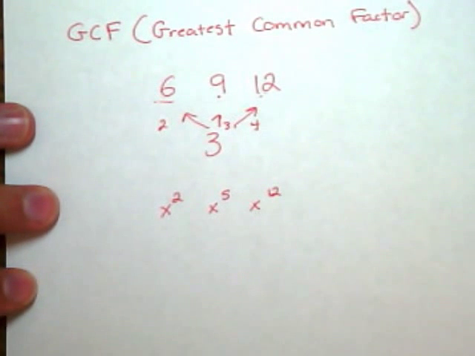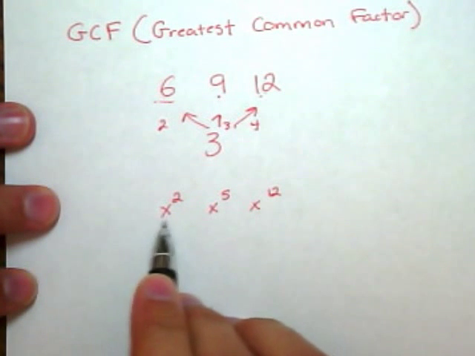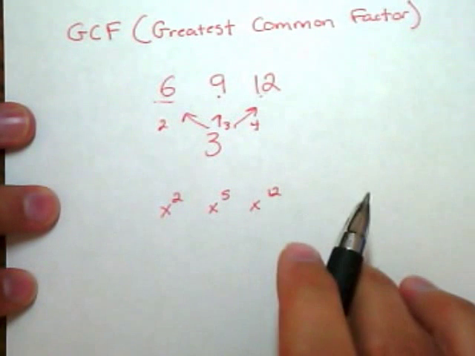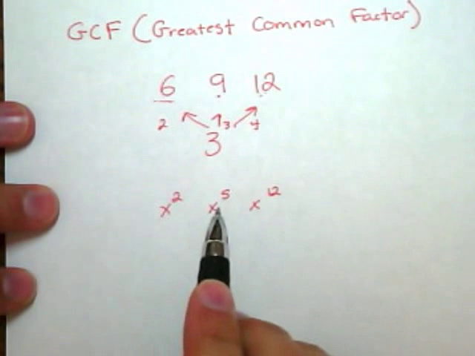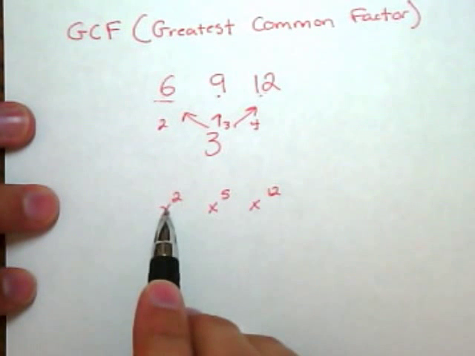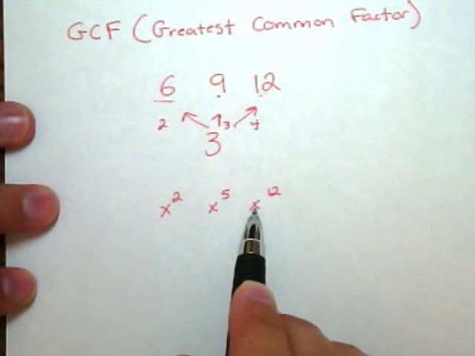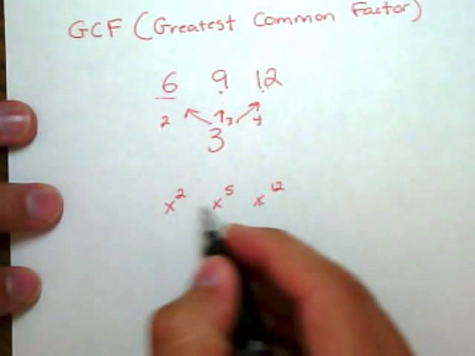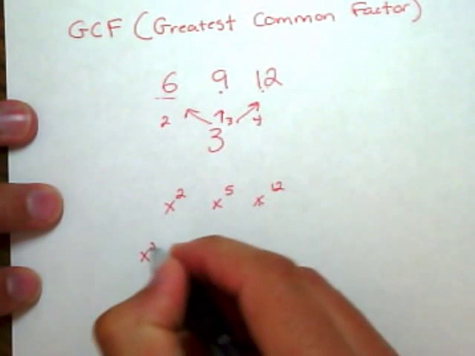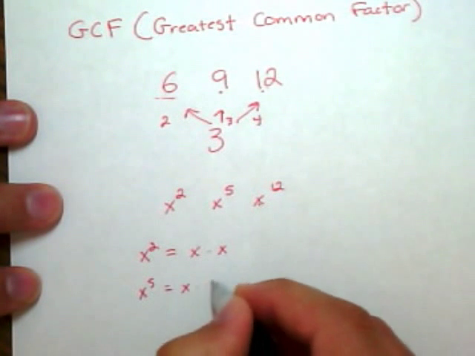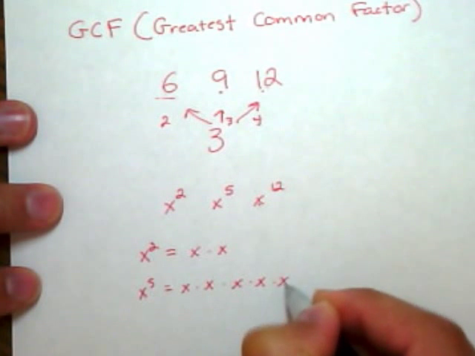And we need to find what goes into each one of those. Well, here's a little easier. All we have to do is go to our variable that is least, which is x squared, and x squared actually goes into every single one of those. X to the 5th, you can't pull 5 x's out of 2. You can pull 2 x's out of 2, 2 x's out of 5, and 2 x's out of 12. And a visual of this, and it's going to be painful right here, so you have to stick with me. X squared equals x times x. X to the 5th equals x times x times x times x times x.